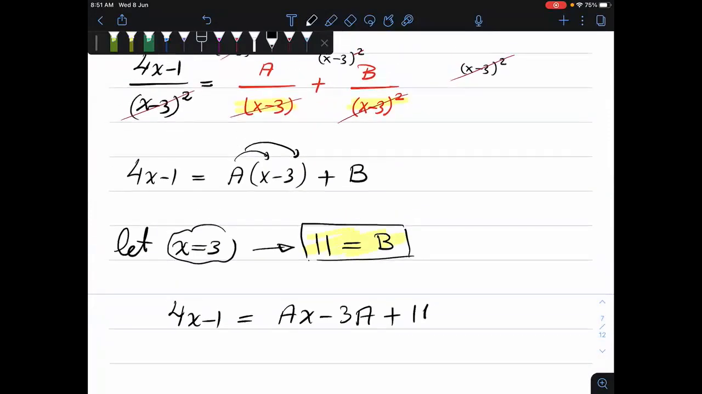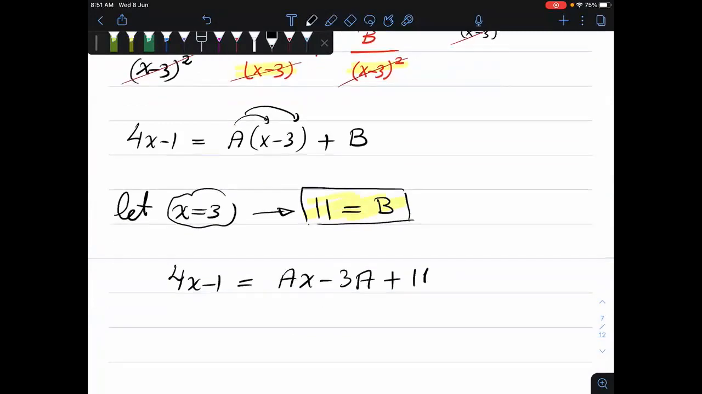Yes, and then equate. We can do this. The coefficient here of x is equal to the coefficient here of x. So A is 4. You can solve like this. A is 4, because the slope of the equation on the right side should equal the slope of the equation on the left side. So here A is equal to 4.